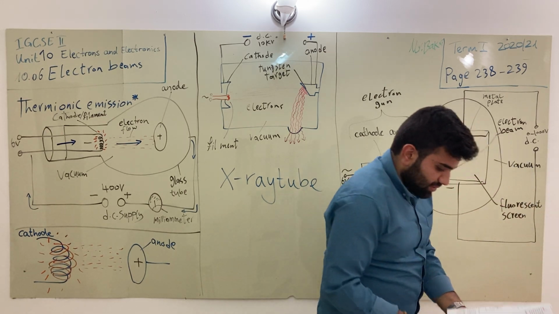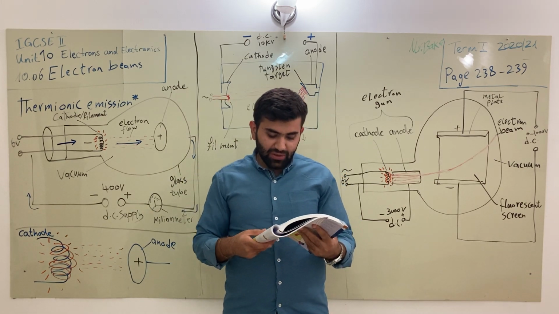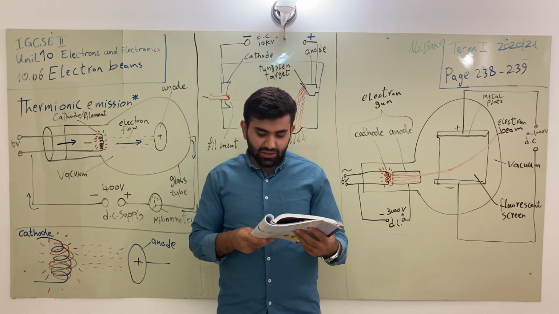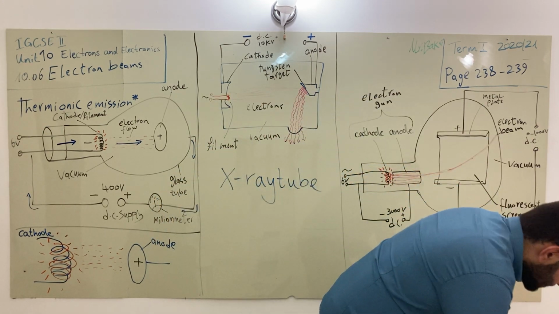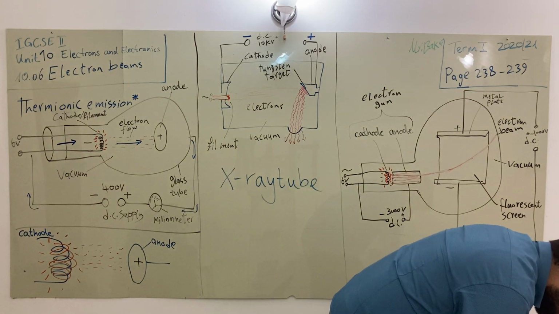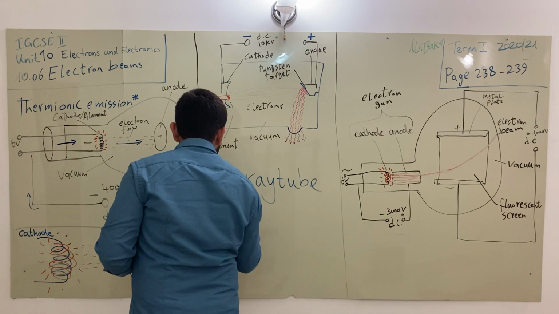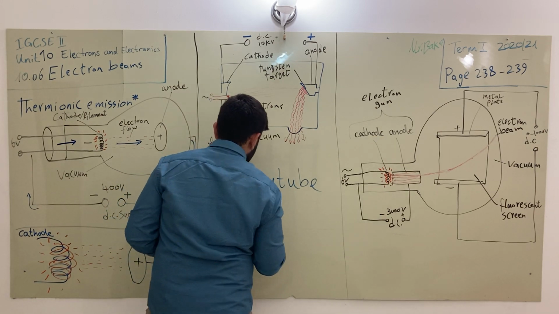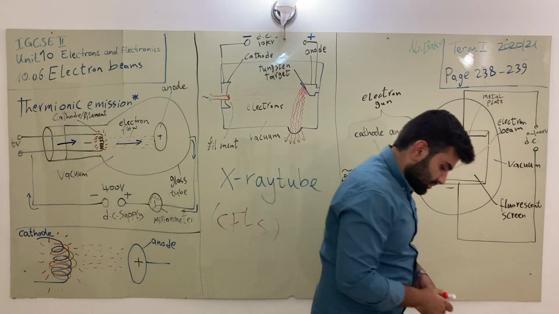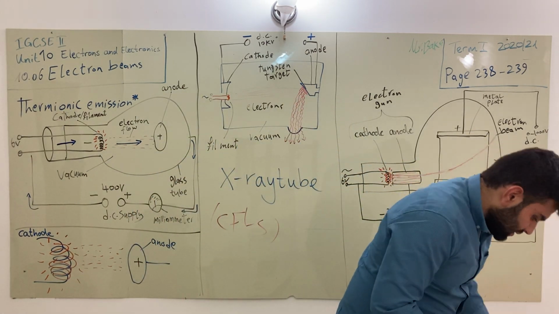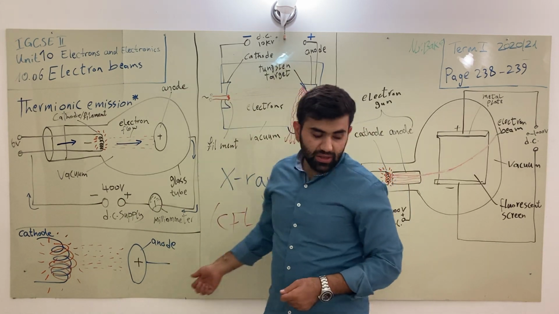You can look in your book, page 238. The features above are used in fluorescent tubes and compact fluorescent lamps. It is shown as CFL, compact fluorescent lamps.